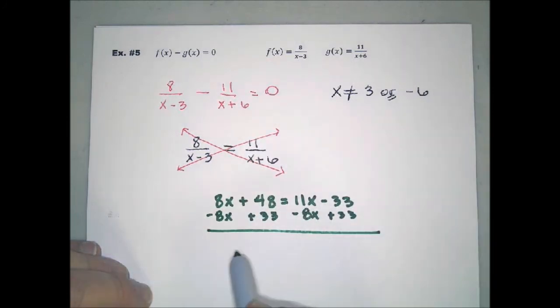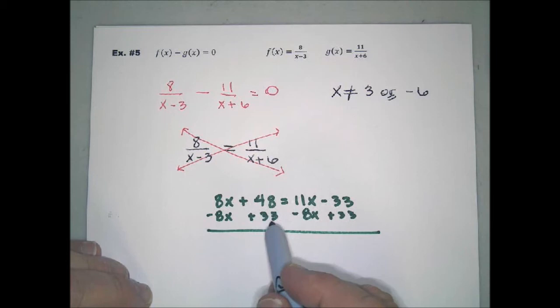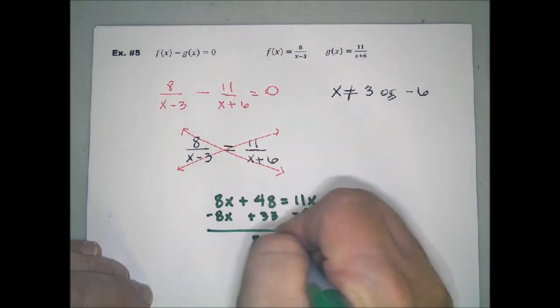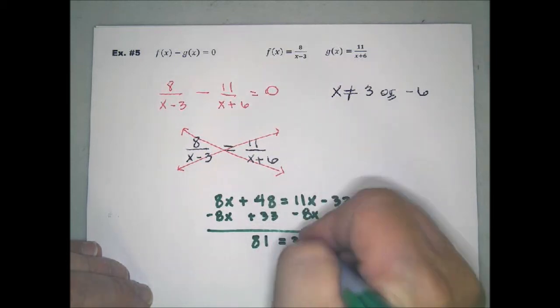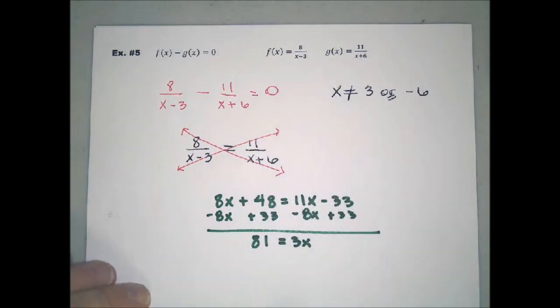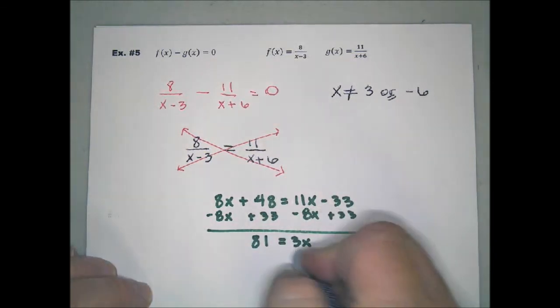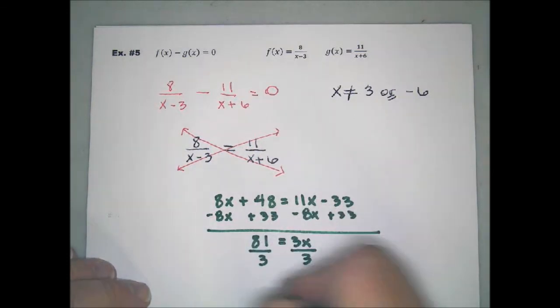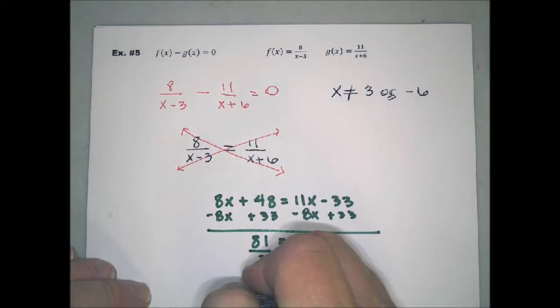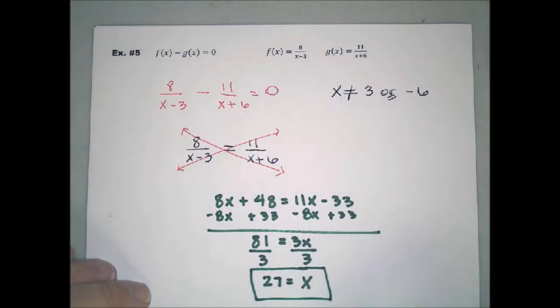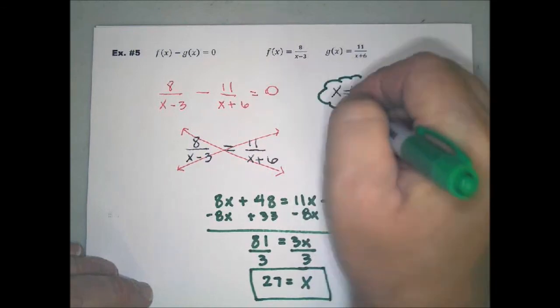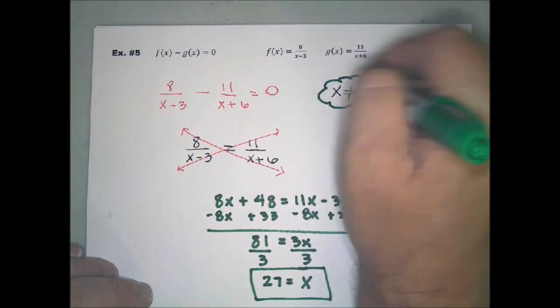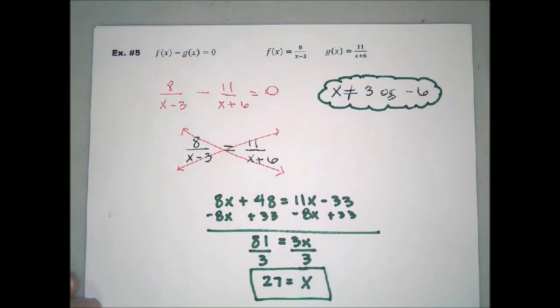And I'm left with 81 equals 3x. Now divide both sides by 3. You get x equals 27 as the answer. Remember our excluded values. X could not equal 3 or negative 6. And my answer to x was neither of those numbers, so everything's good.